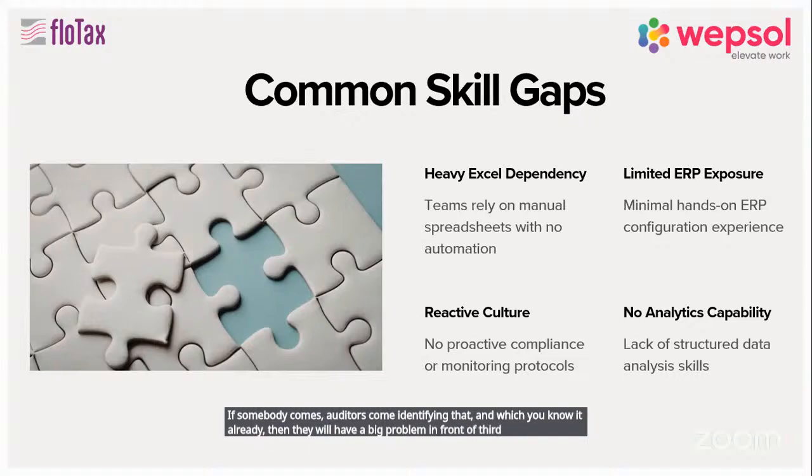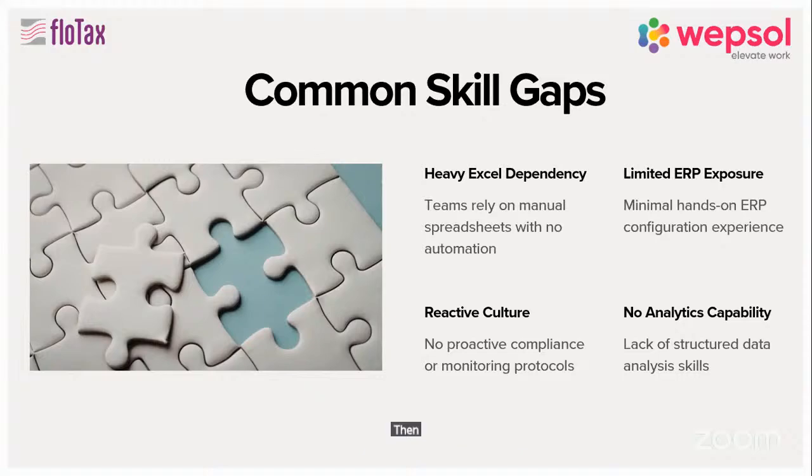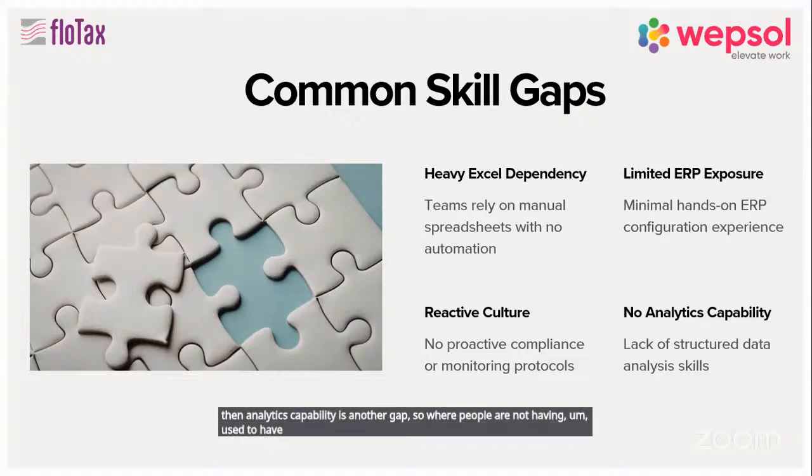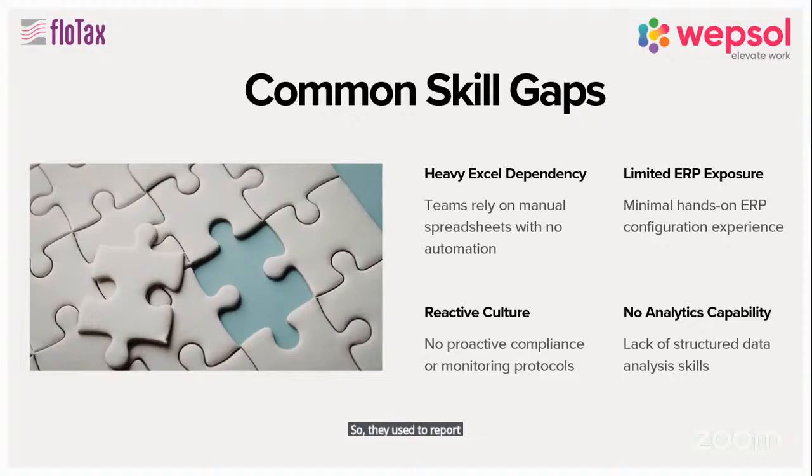Better you go and tell the management that there's a mistake from your side, this is the error, and this is what is going to happen because of it. Say, I don't know how to correct it, please let me know. Then the expert will tell you how to correct it. Then analytics capability is another gap, where people are not used to large data handling and large data analysis. They used to report only the standard balance sheet and P&L in a normal Excel.